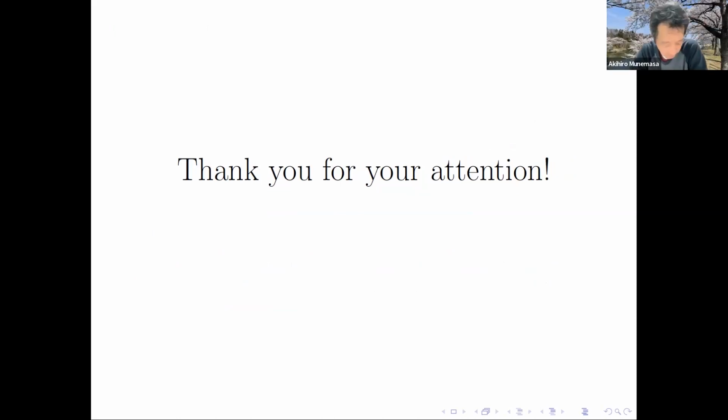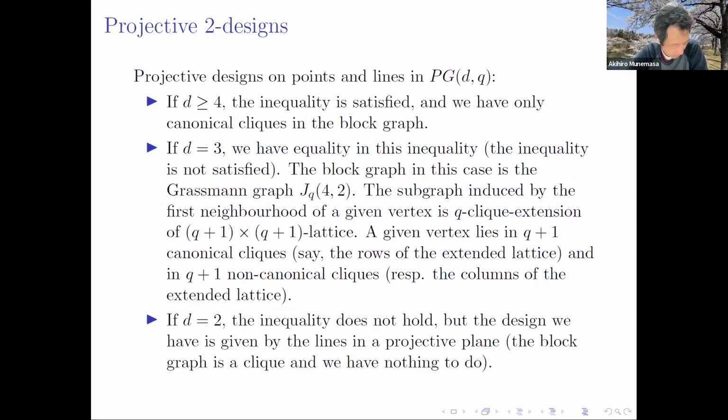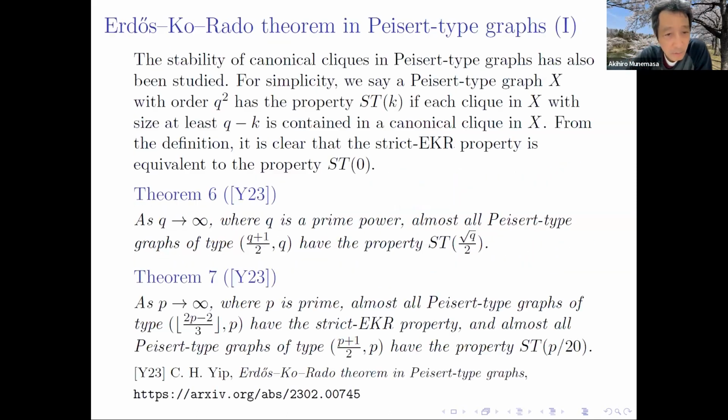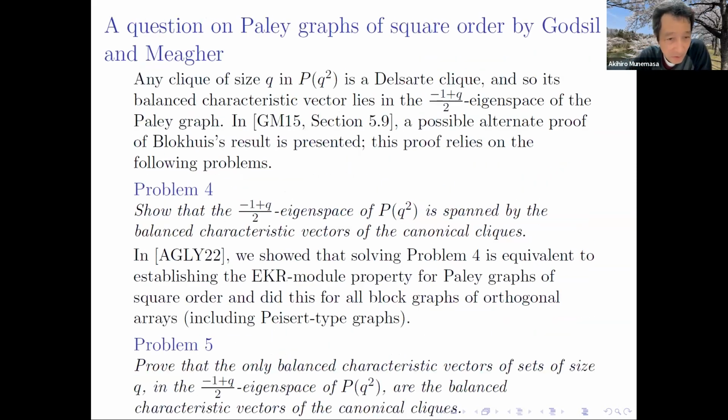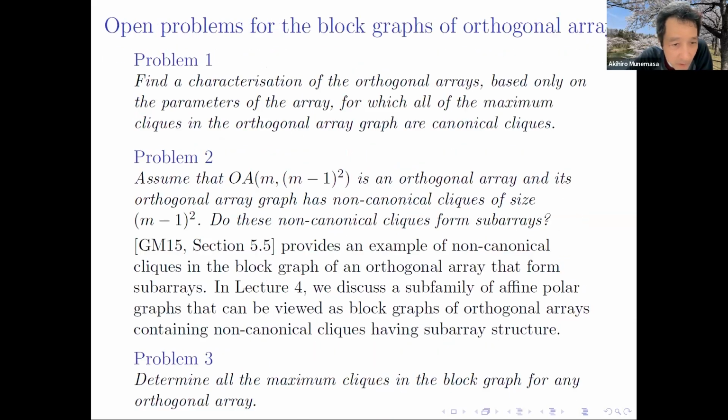Can you explain problem 1 again? I don't understand what that problem asks. Find a characterization of the orthogonal arrays based only on the parameters of the array, for which all the maximum cliques in the orthogonal array graph are canonical cliques.